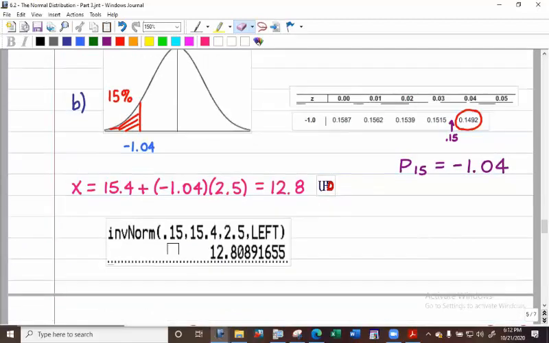And here it is with the inverse norm. The only difference in the 83 is you don't need the word left there. 0.15, because that's your percentile value, 15.4, 2.5. Okay, pretty close. Not too far off.